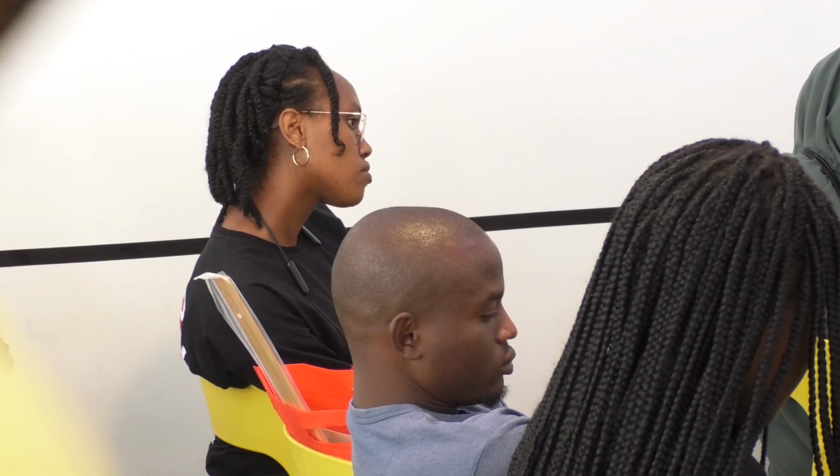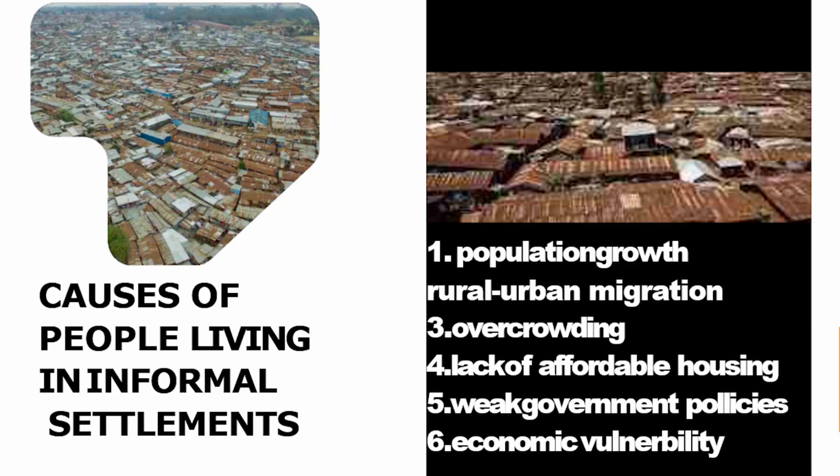So, causes of people living in informal settlements. This is basically why people live in slums. What takes them there? The first one is population growth. In Kenya, we are growing daily, but our land is not growing. So as we continue to procreate, the land remains the same.